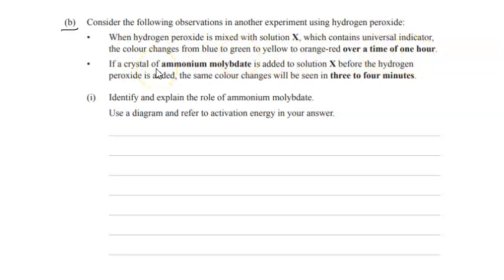If a crystal of ammonium molybdate is added to solution X before the hydrogen peroxide is added, the same color changes will be seen in 3 to 4 minutes. Identify and explain the role of ammonium molybdate. Use a diagram and refer to activation energy in your answer. So first of all, we just need to identify the role of ammonium molybdate, and that is it is a catalyst.